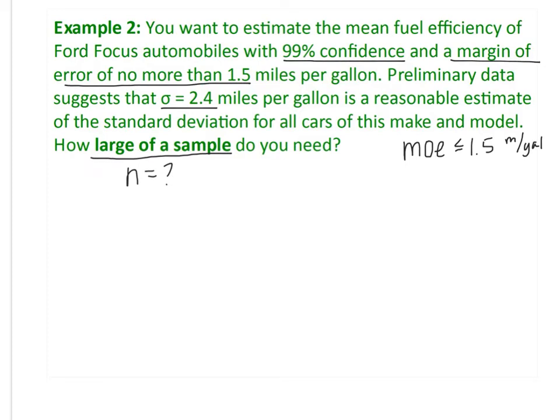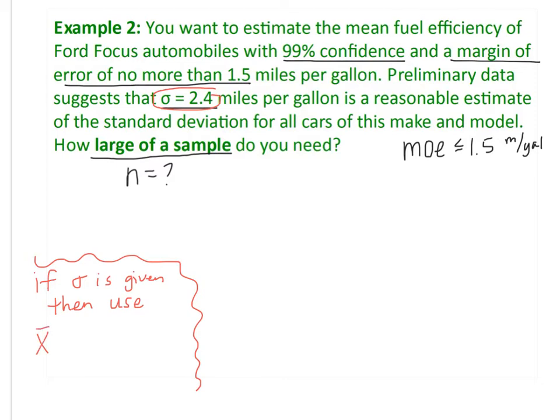Before we go any further, we're going to add a little do part of your notes. These notes say if sigma is given in the problem, then the formula that I'm going to use is x bar plus or minus z star times sigma over the square root of n. This formula, this little addition, is only used when you're looking for n.